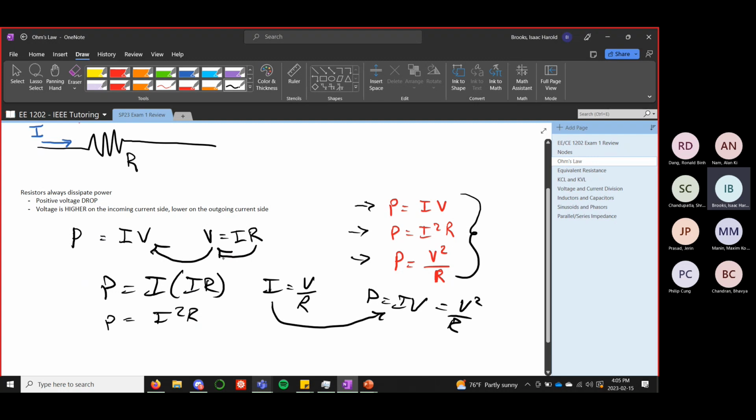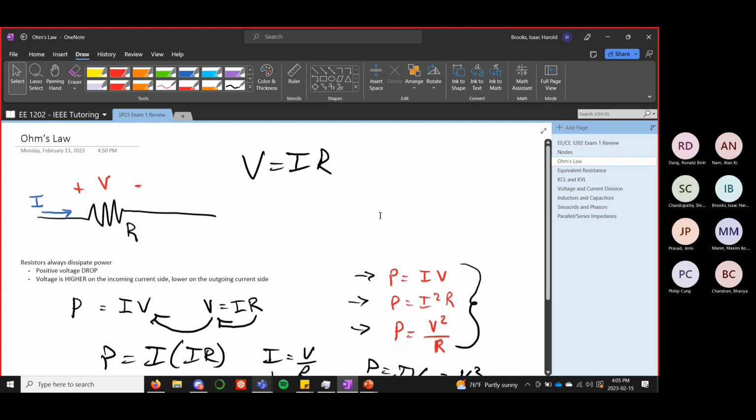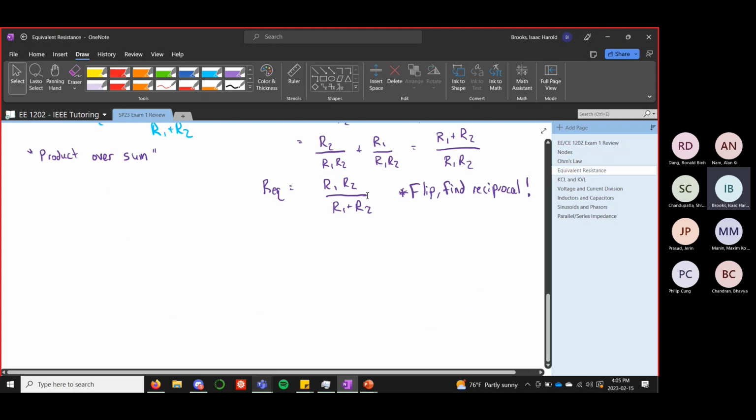It's not that big of a deal, but you might be asked questions about power dissipation. And we'll talk more about it in a bit. But Ohm's law is pretty simple. Does anyone have any questions about Ohm's law? Let's move on. There's definitely more complicated things to talk about on this exam.